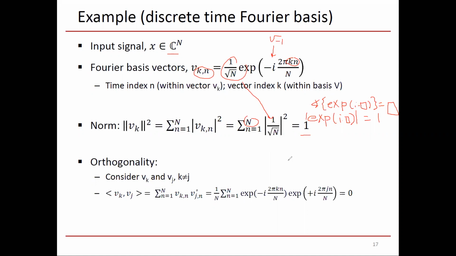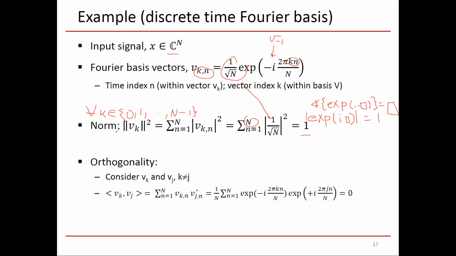So what we just demonstrated is that for all the vk's, where k can be elements of 0, 1, 2, up to n minus 1, for all of these different values of k, the norm of vk is 1. So in the word orthonormal, they're normal, they're normalized. But we also want the ortho part of orthonormal, that is, we want to show that the Fourier vectors are orthogonal.